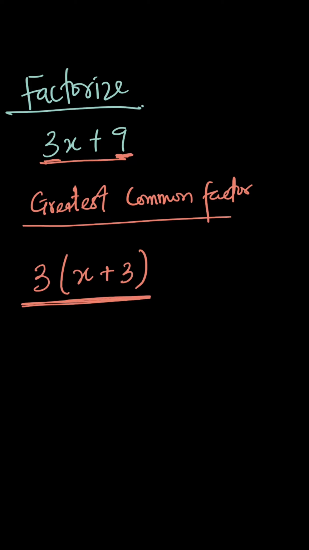So actually factorization is the opposite of opening the bracket. If you are to open the bracket, you are going to have 3x plus 9. But since we want to factorize, this is our final answer.